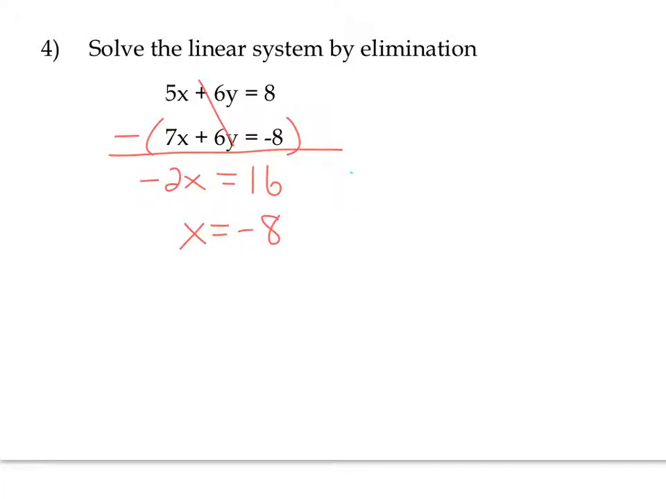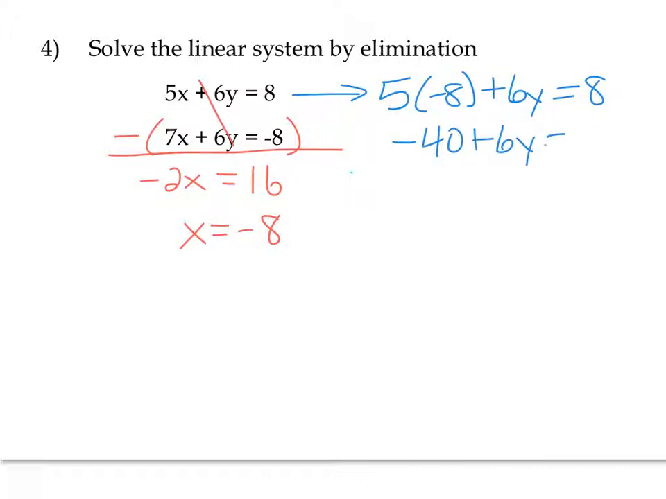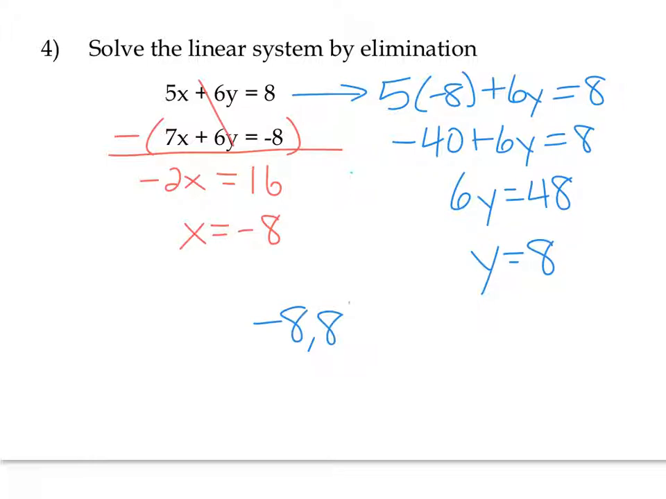And now I can take that negative 8 for x, and I can plug it into either one of these two equations. I'll take the first equation again. It really doesn't matter. You can pick either one you want. I mostly picked this one because it didn't have a negative 8 in it. If I can avoid negative numbers, sometimes that might be useful. And so I plug in my negative 8, I get negative 40 plus 6y equals 8. That's 6y equals 48. When I add the 40 to both sides, I'm going to get y equals 8. So I've got my solution of negative 8, comma 8.